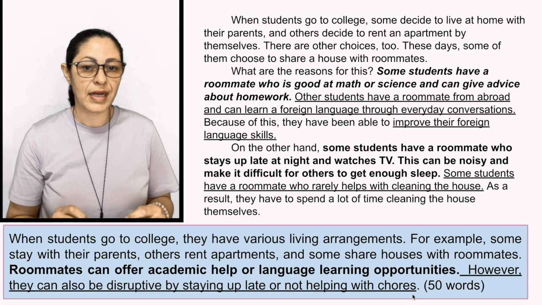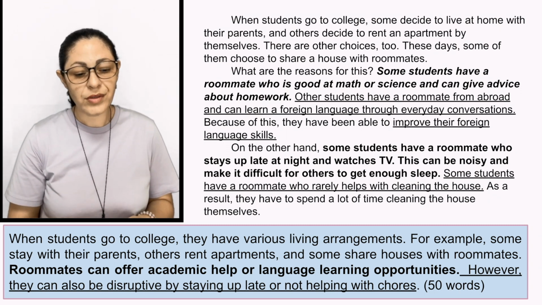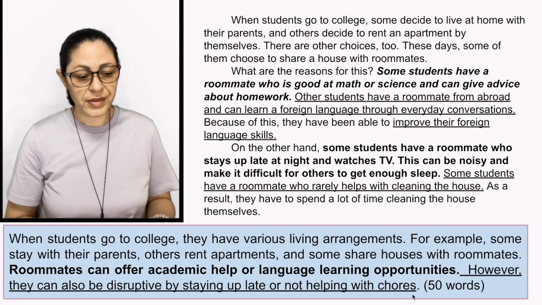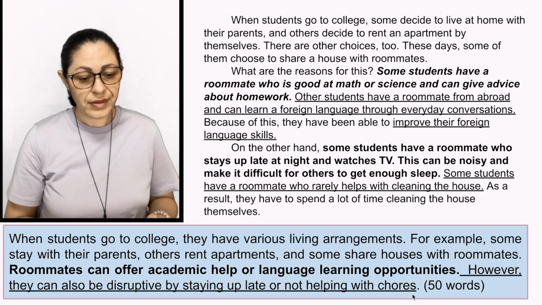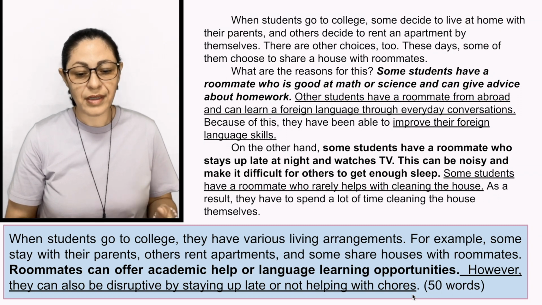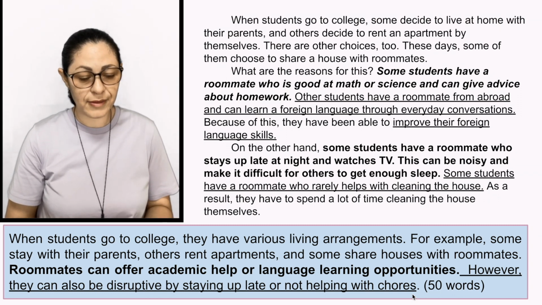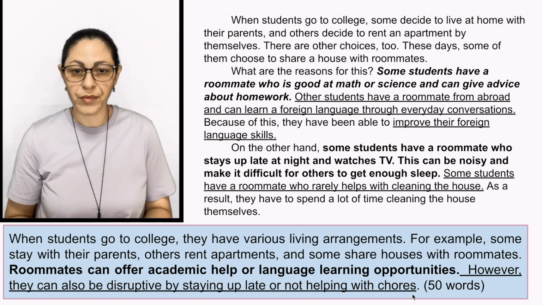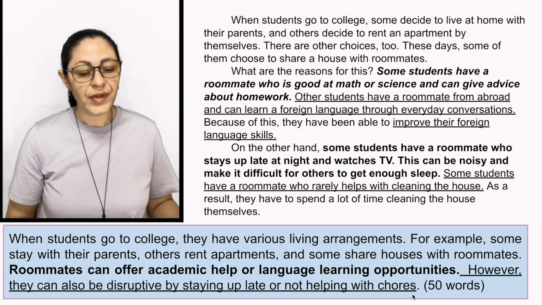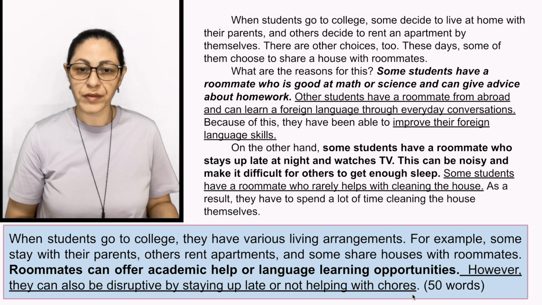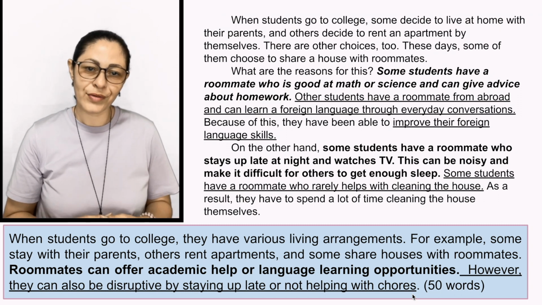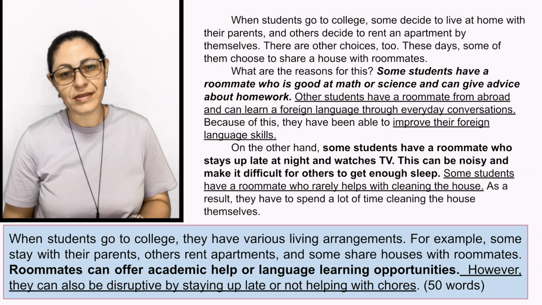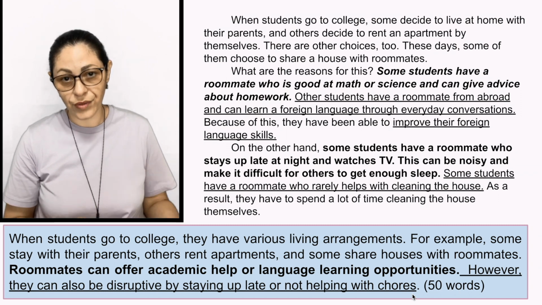Let's read it one more time, okay? When students go to college, they have various living arrangements. For example, some stay with their parents, others rent apartments, and some share houses with roommates. Roommates can offer academic help or language learning opportunities. However, they can also be disruptive by staying up late or not helping with chores. So that is your task, okay, your writing task for the EIKEN Grade 2, the new one.